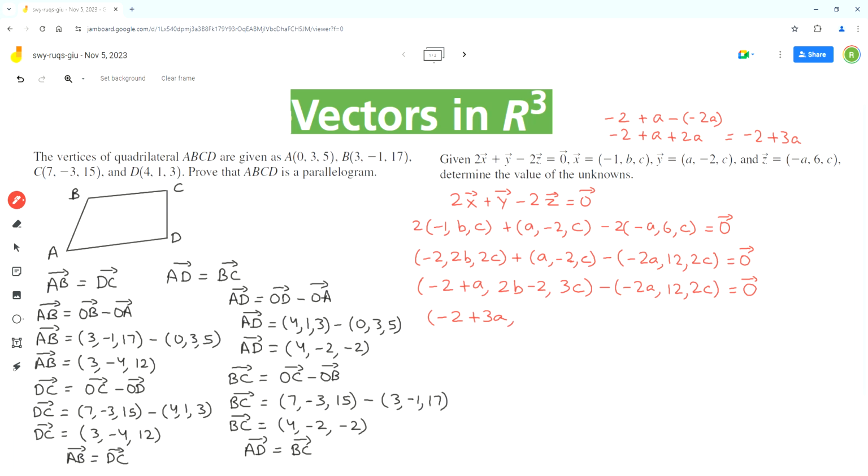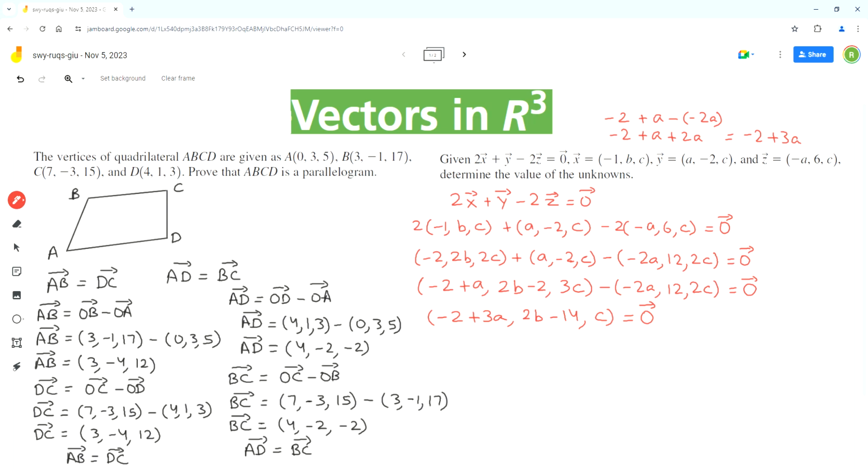Now we can combine the y components. So 2b minus 2 minus 12. Negative 2 minus 12 equals negative 14. And then for the z components, 3c minus 2c, which is equal to c. So this vector on the left side equals the 0 vector. The 0 vector is a vector in which all three components x, y, and z are equal to 0.